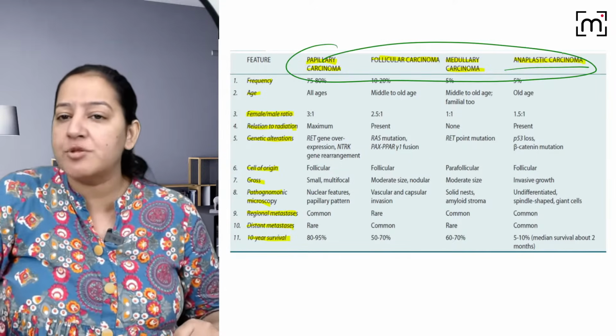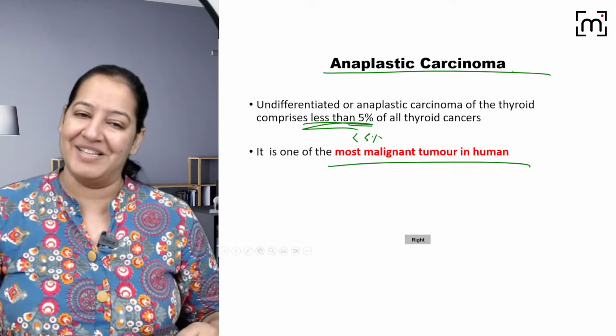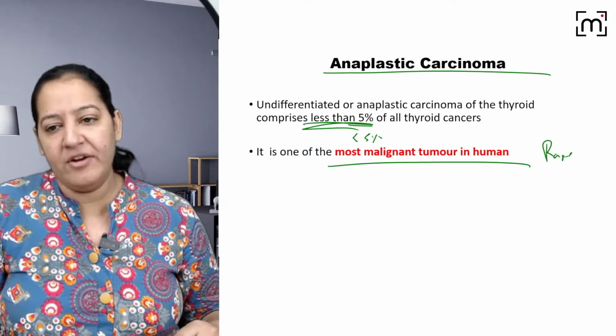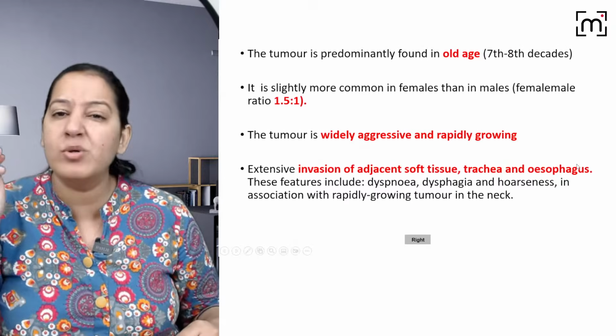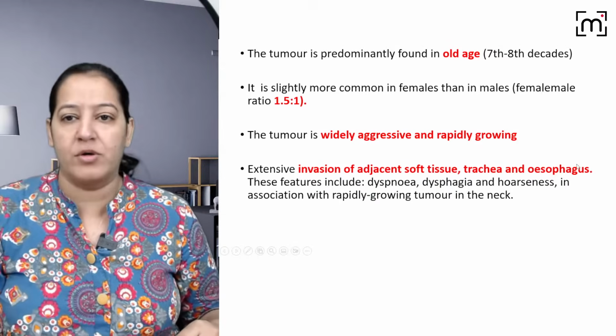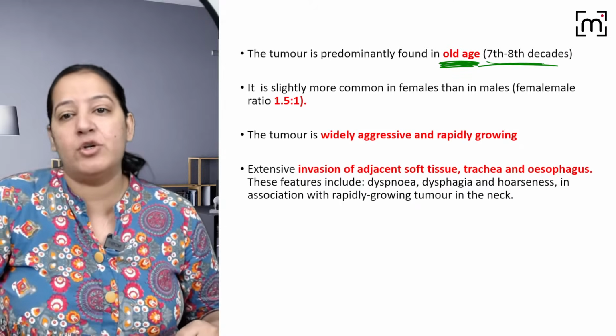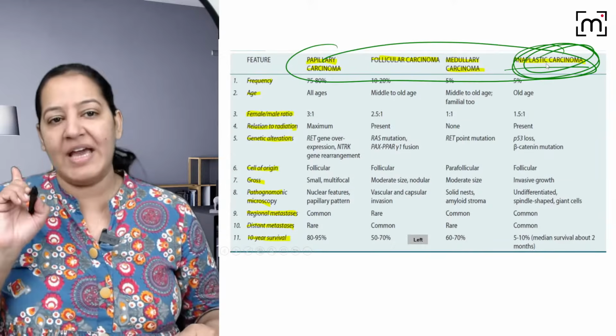Of all four, the most malignant is the last one, the anaplastic one. Incidence-wise it is very rare, but it's the most malignant, most dangerous. It has a worse prognosis. It occurs in old age. The age is important. It occurs in old age, 7 to 8 decade. You have to concentrate on the age also.